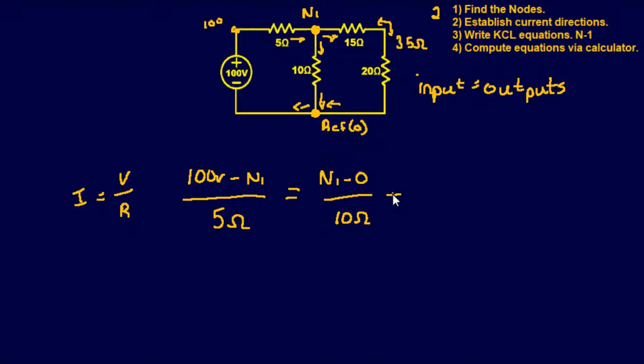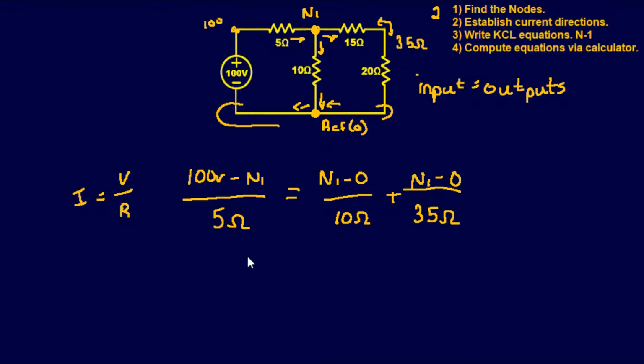And it's going to be plus, same thing, we have an output, so it's going to be N1 minus 0, because on the other side of these resistors we still have our same node. This whole area right here is this one node. So minus 0, minus your ground, over, and this is 35 ohms. So you see how I did that? This is the input equals your outputs. Current in equals current going out.